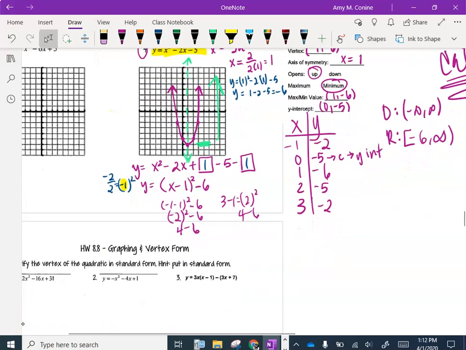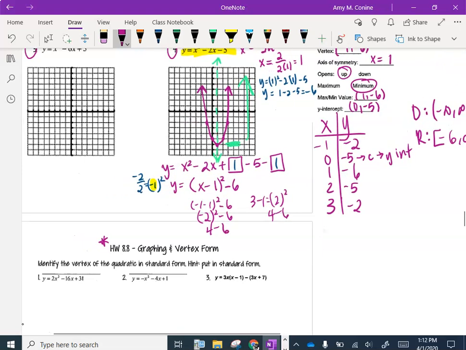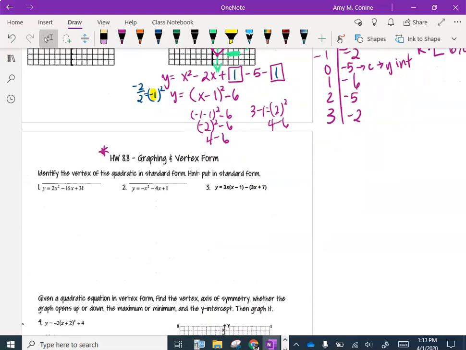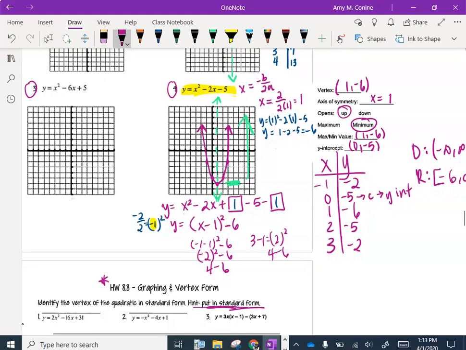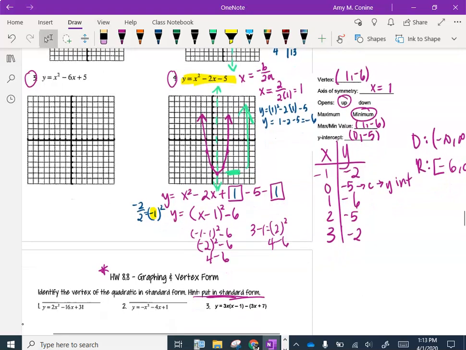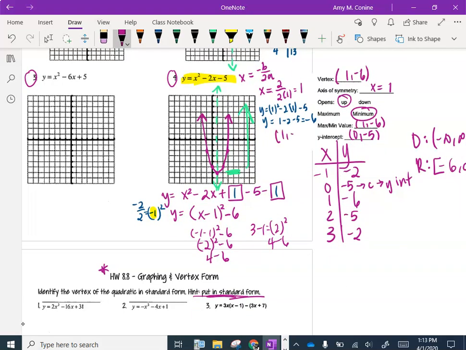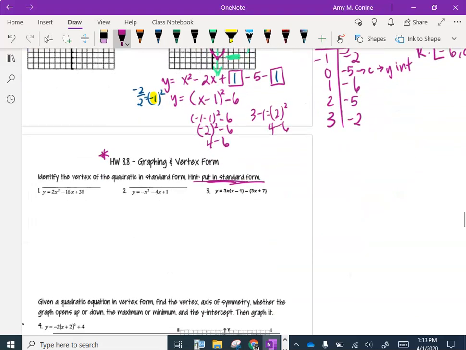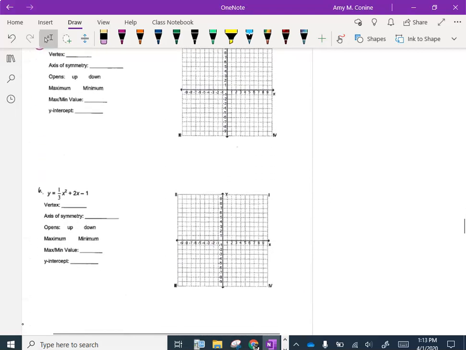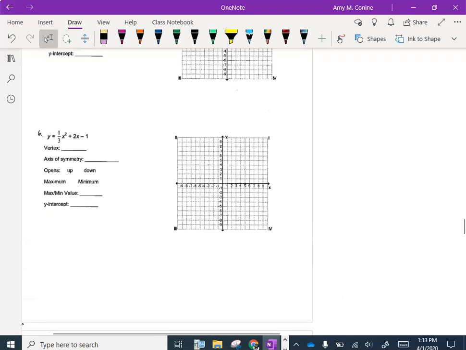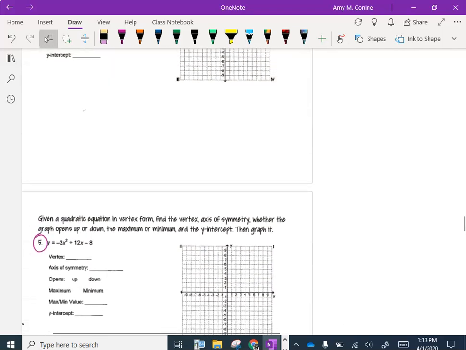So your homework is attached. Just make sure you follow directions. For 1, 2, and 3, identify the vertex using your standard form. If it's not in standard form, you need to get it in standard form, and we talked about how to do that again in example 4. So we would find our vertex using the old school algebra way that we talked about. And then you're going to have some graphing that you need to do. So make sure that you go through and answer those questions and graph them.